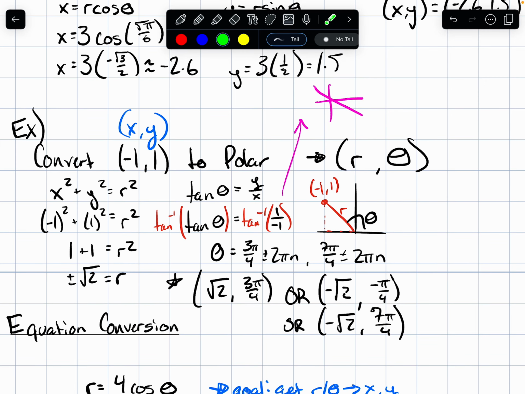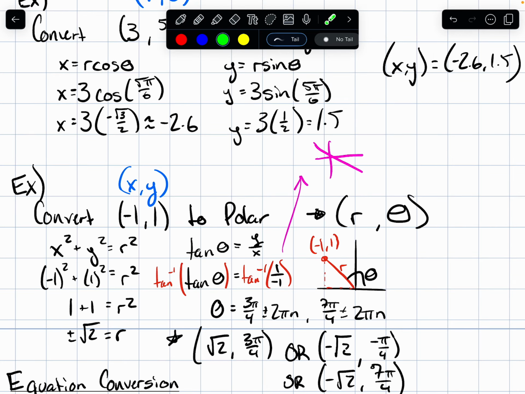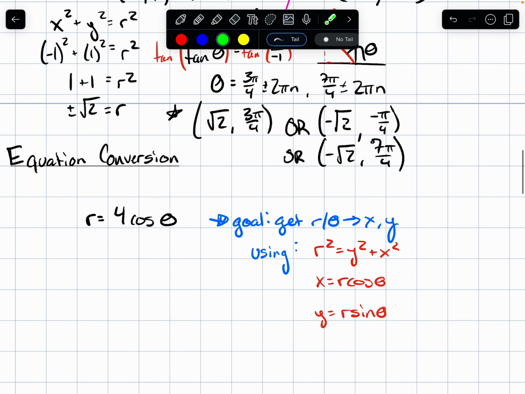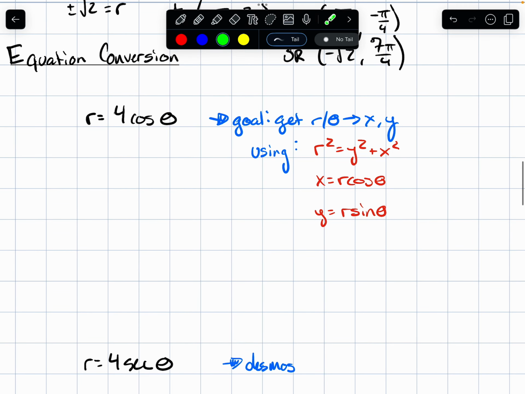So, now that we got this conversion out of the way, and we're going to do more of this, don't worry, let's look at what happens if I want to convert a whole entire equation. So here I got this equation in polar, and I want to convert it into something in rectangular. So I'm going to tell you right now, this is a circle, and we'll show that. The first thing that I want to do is get r and theta into x and y. So I'm going to use these three functions to go ahead and do that.